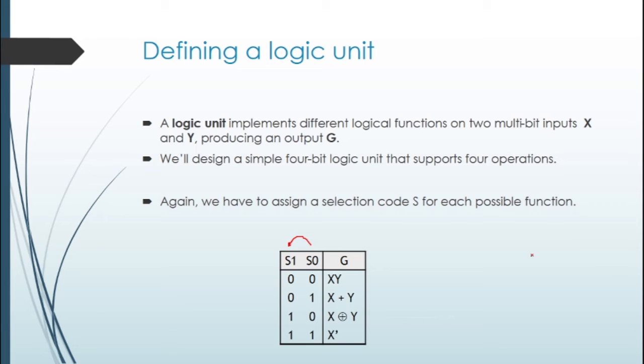We can build a simple 4-bit logic unit just like a 4-bit arithmetic unit, but this time it will be logical functions. We'll design this 4-bit logic unit that supports 4 operations. Which 4 operations? A simple AND operation, an OR operation, an exclusive OR operation, or a simple NOT operation on X. So we'll have to assign a selection code just like your arithmetic unit to select between the 4. For 4 operations we need a 2-bit selection code, S0 and S1, that will select which operation it's going to perform.